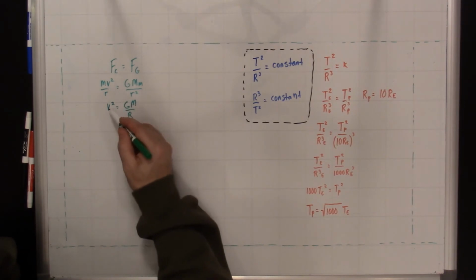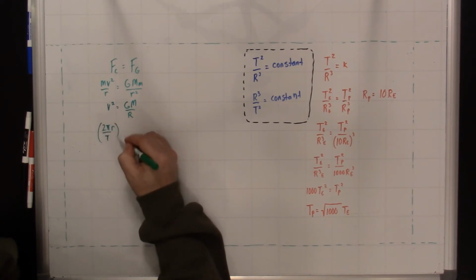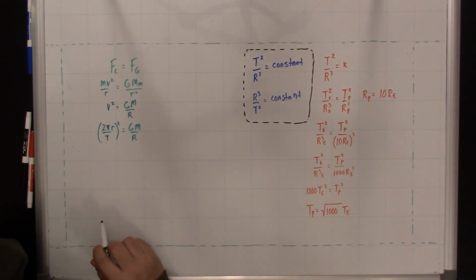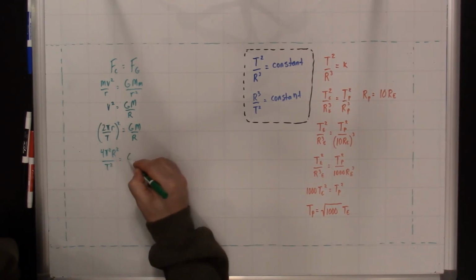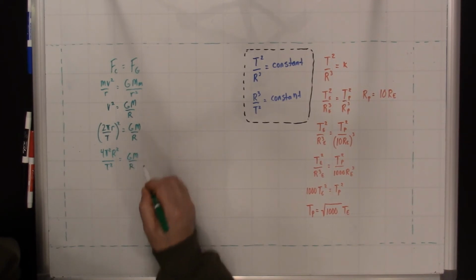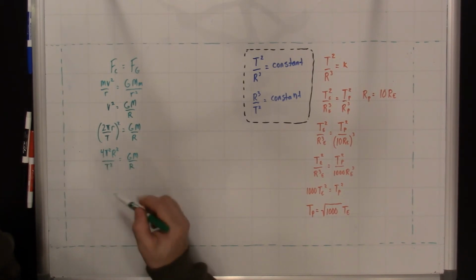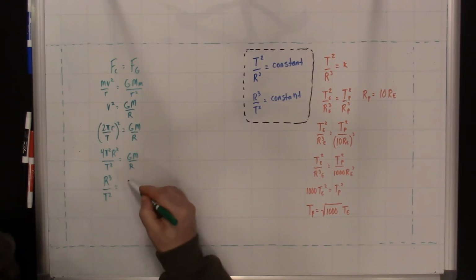But you're in circular motion, so what's your speed? Since you're in circular motion, your speed is 2 pi r over t. I'm going to square this whole thing. These r's are the same, so I end up with 4 pi squared r squared divided by t squared is equal to GM over r. And now all of a sudden we're looking at something really interesting. If I multiply both sides by r and divide by 4 pi squared, I end up with r cubed over t squared is equal to GM all over 4 pi squared.